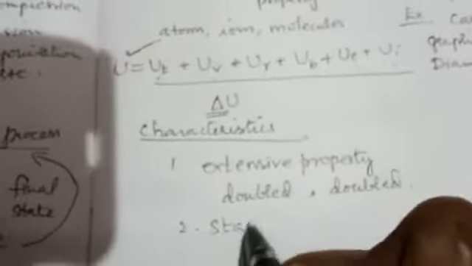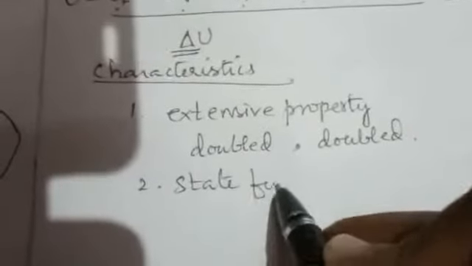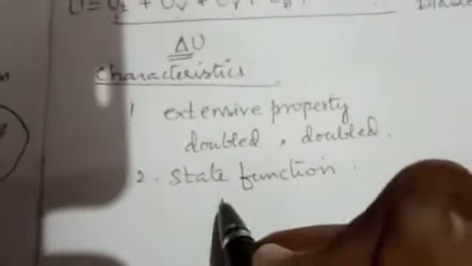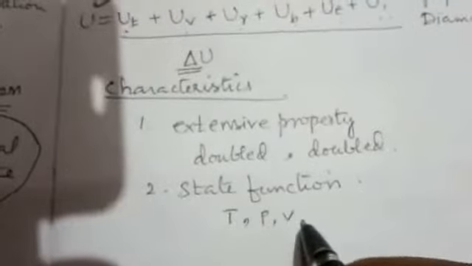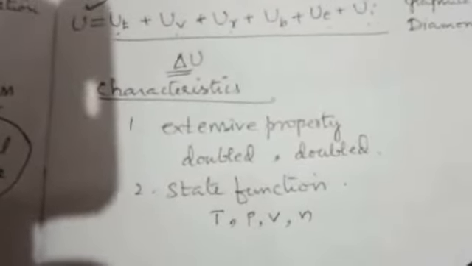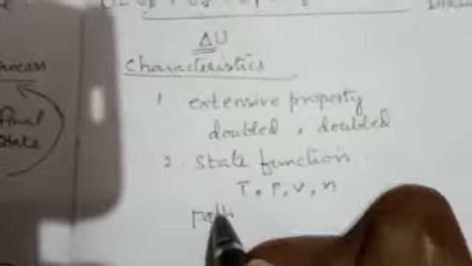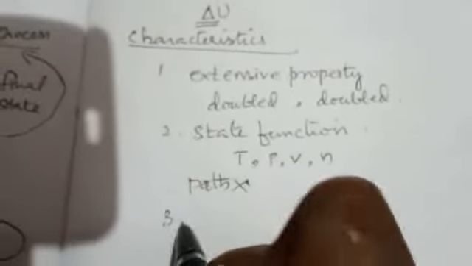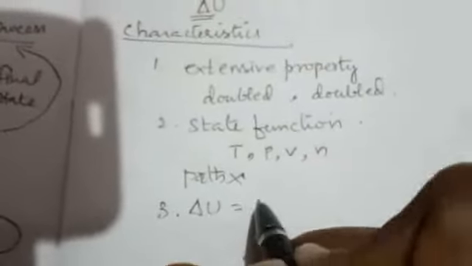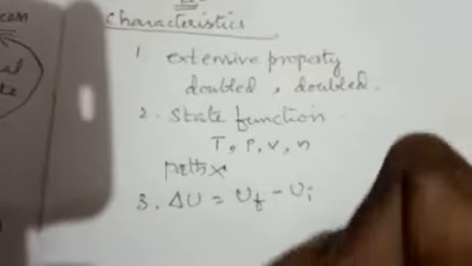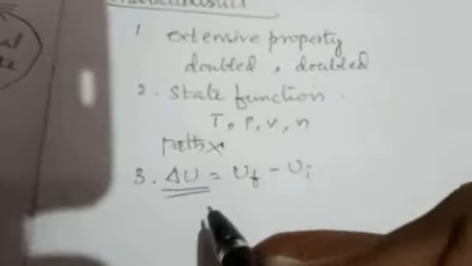Second point: internal energy is a state function. It depends only upon the state variables, temperature, pressure, volume, and number of moles of the system. Change in internal energy does not depend on the path. Change in internal energy equals the final energy minus the initial energy.